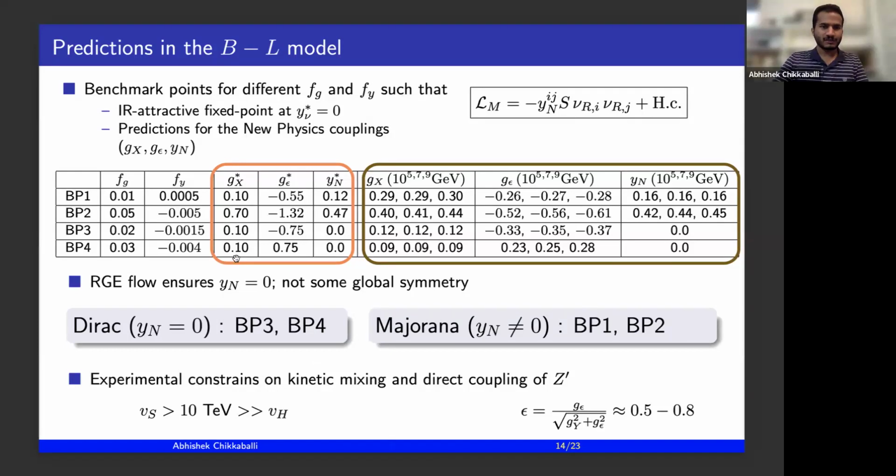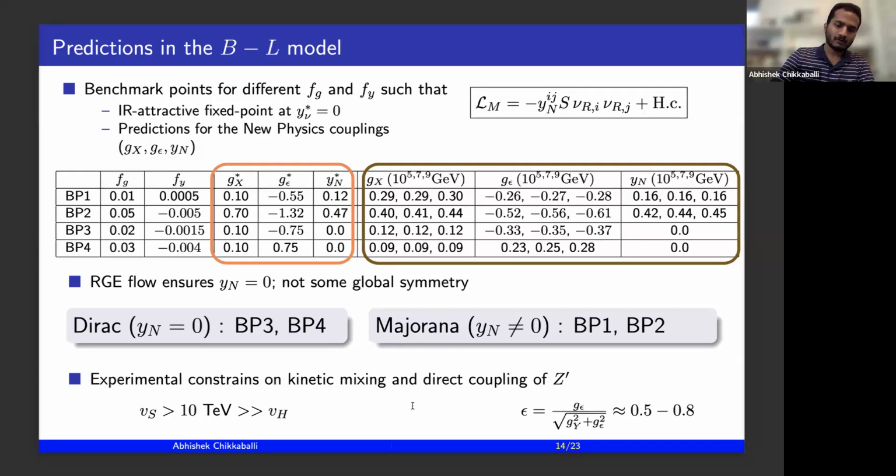So, as I was saying, in all of these benchmark points, we also have predictions for these new gauge couplings Gx and G epsilon. And since we charge some of the particles under this new U1 gauge as well, and we also have kinetic mixing, this allows us to recast some of the experimental searches to put a lower bound on the mass of the Z prime. And these bounds can be translated into a lower bound on the vacuum expectation value of this new scalar field, which is about 10 TeV.